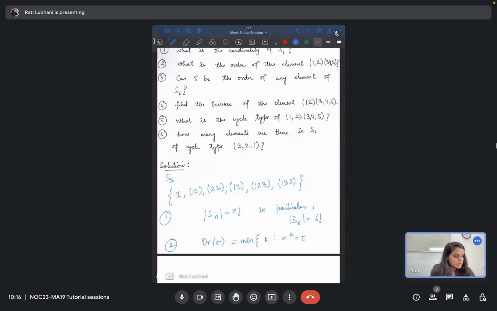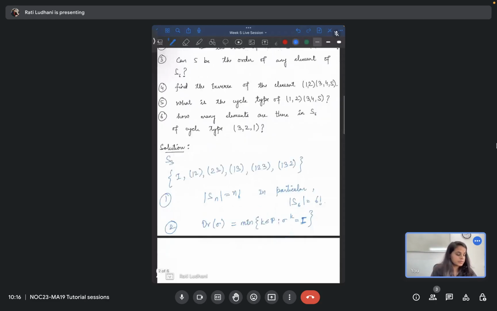One more thing: k belongs to the positive integers, so we are just taking positive integers, not 0. 0 would give the identity, which we are not considering. So we take the minimum of these k. That will always exist; that is a theorem in the notes that you can check. So let's see what the order of sigma will be.